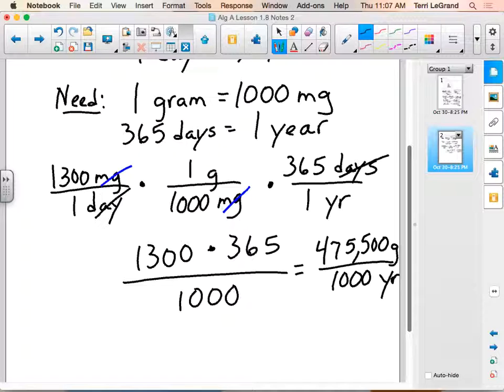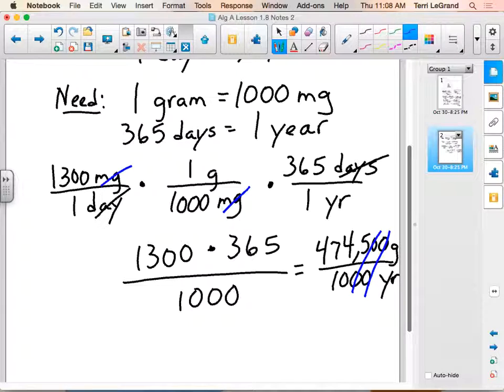So I get that it should be 4, not 475. It should be 474,500. Is that right? Is it 474,500, class? Yes. 500 grams upstairs over 1,000 years downstairs. What's the shortcut for dividing by 1,000? You cancel out the zeros. Well, we don't have enough zeros to cancel out upstairs. We would need 3 upstairs, and we only have 2. So we could cancel out a couple of them anyway, right? We could say these guys can cancel.